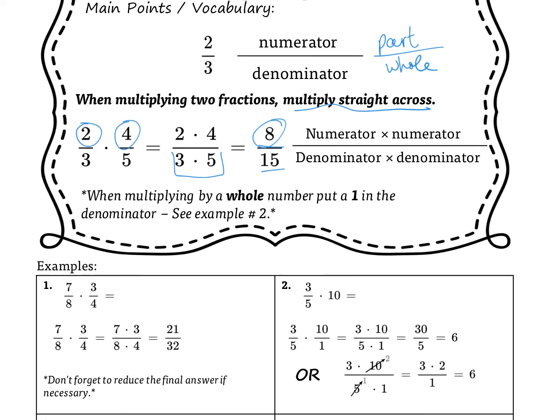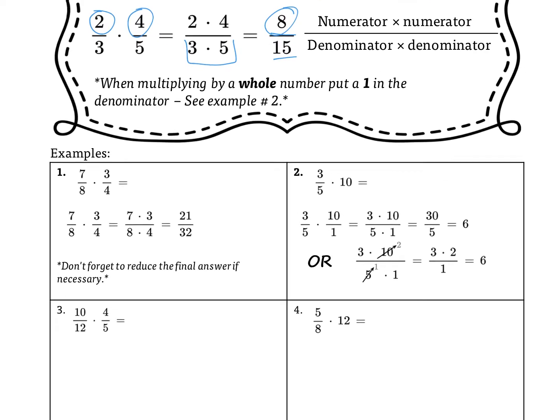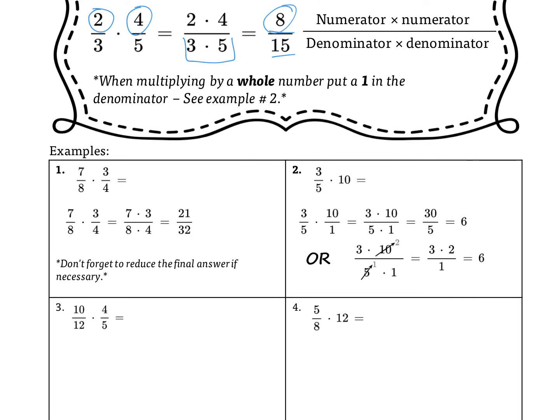All right, and there's 2 examples here. Okay, so here, 7/8 times 3/4. I'm just going to multiply straight across. 7 times 3 gives me 21. 8 times 4 gives me 32. So 21/32.